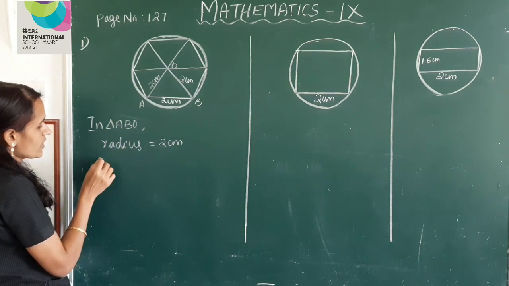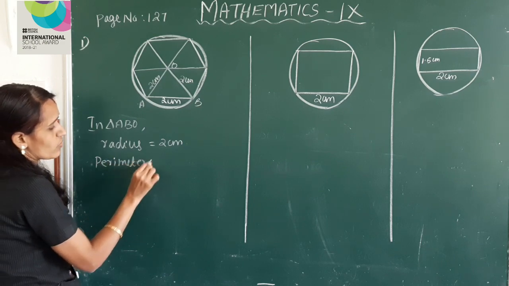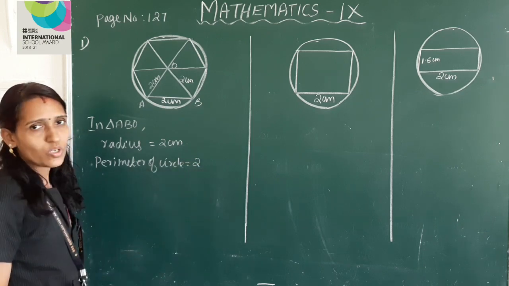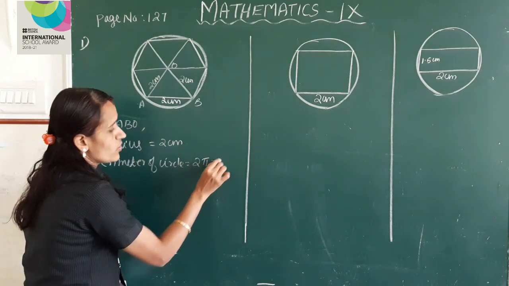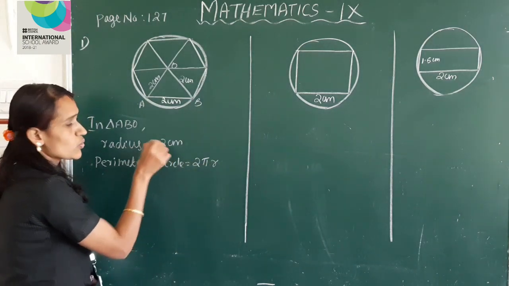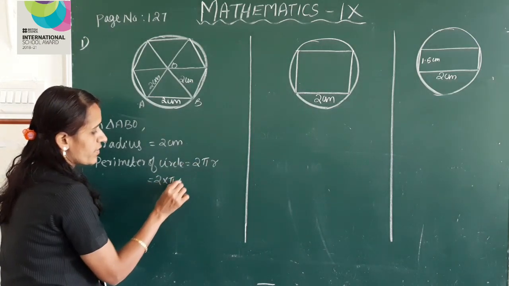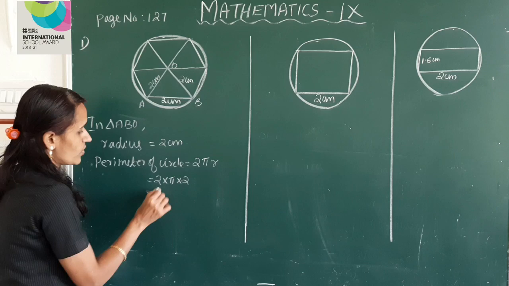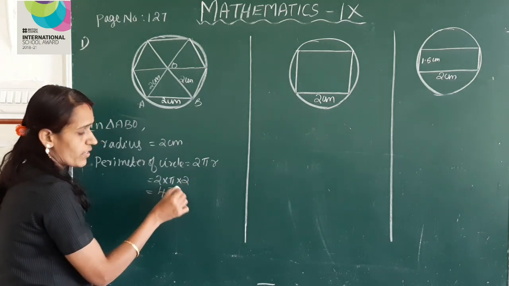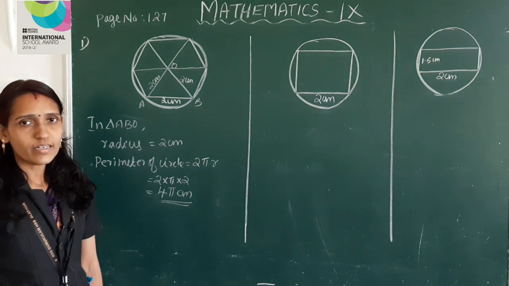Perimeter of this circle is equal to 2 into pi into r. Right? Here r is 2 cm. So, substitute here 2 into pi into 2. This is equal to 2 into 2, 4. 4 into pi, 4 pi. Okay, 4 pi centimeter. Clear?